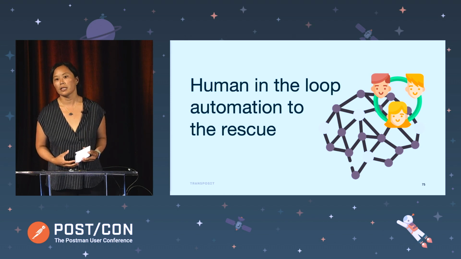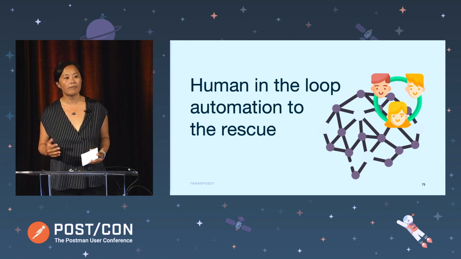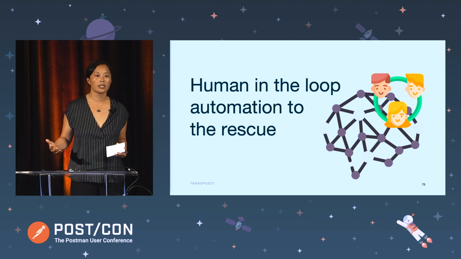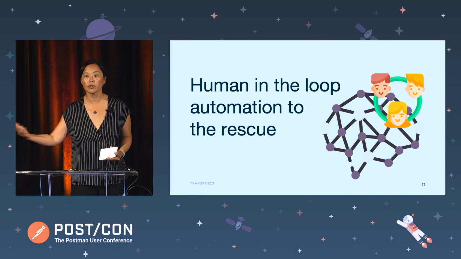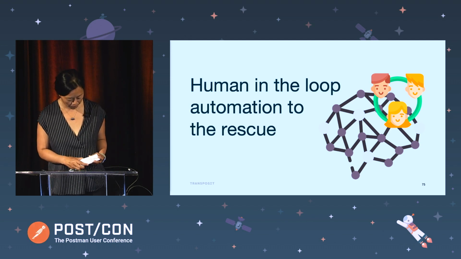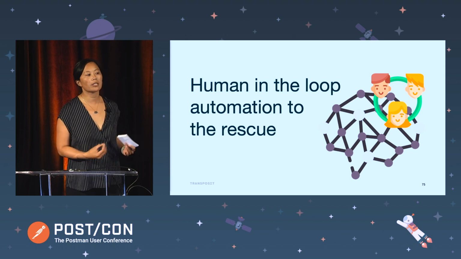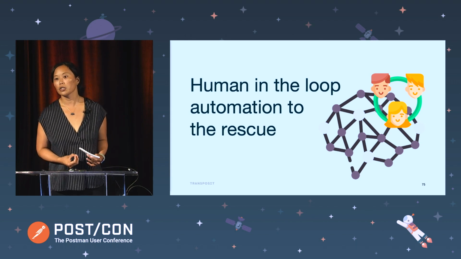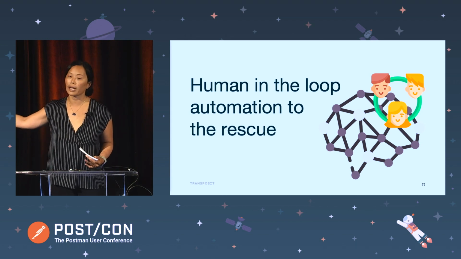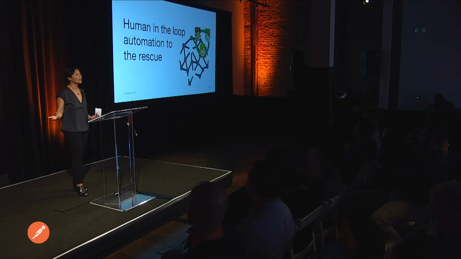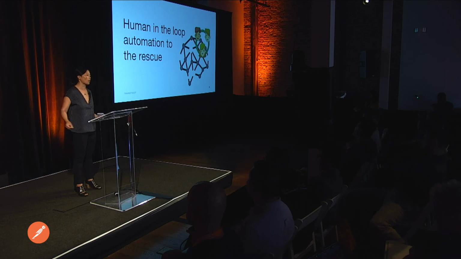Human-in-the-loop automation is automation, but at various points along the way, you give humans the opportunity to intervene and influence the direction of the workflow. So let's take a common case where a customer signs up for your product, and you want that to automatically create a new record in your marketing system.